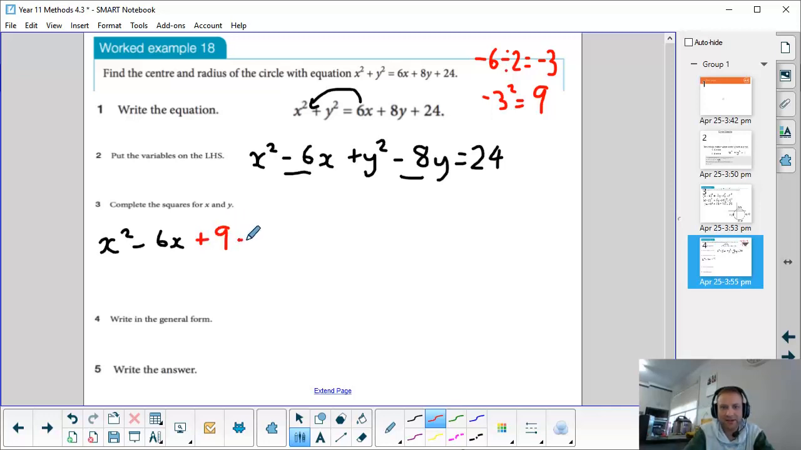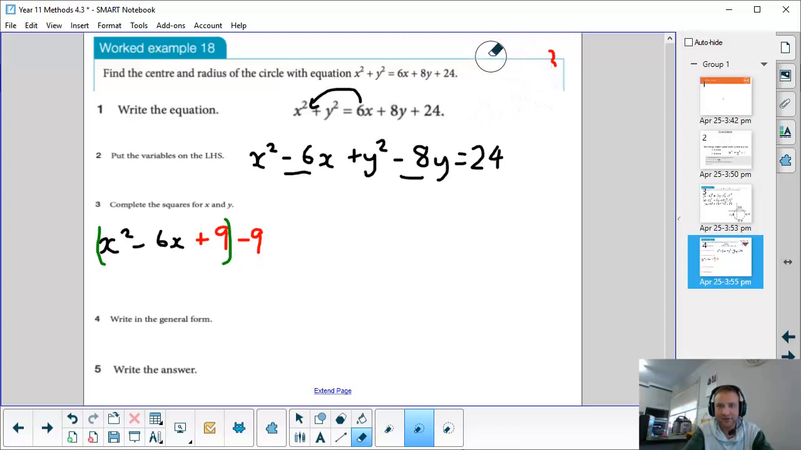And then to keep our balance, we need to be subtracting 9 as well. All right, and it's worth noting that this here, sorry, that's a bracket. This is the part that will soon be factorizing down into our perfect square, which is kind of the point of completing the square. All right, so we've done that for x.